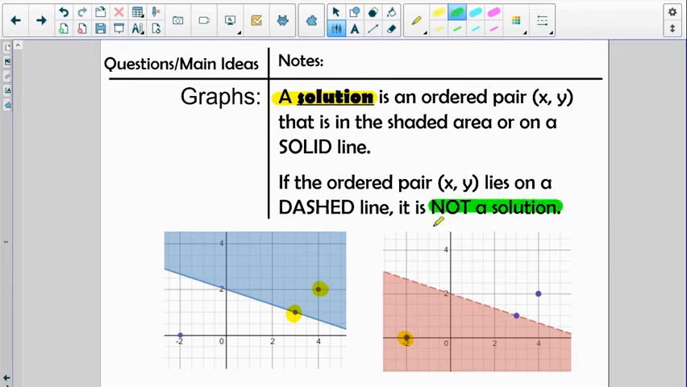So I'm going to shade that in green because it's not a solution. Then I have these other points that are on the opposite side of the boundary line from the shaded area. The shaded area in the blue was above the line, so that ordered pair is not a solution. Same thing over here. If it's not in the shaded area, it is not a solution.